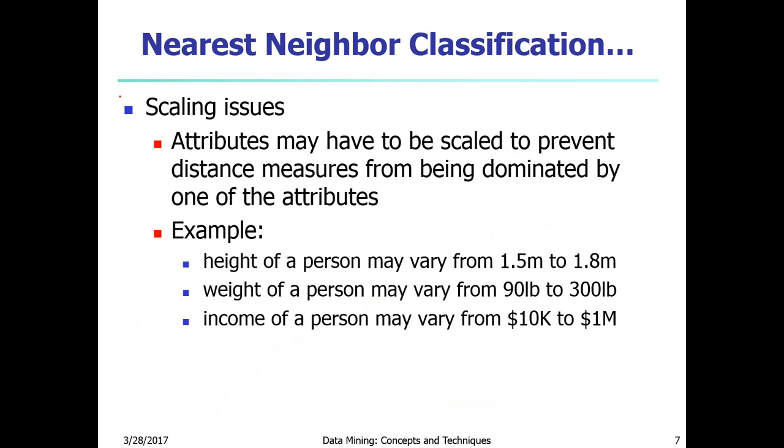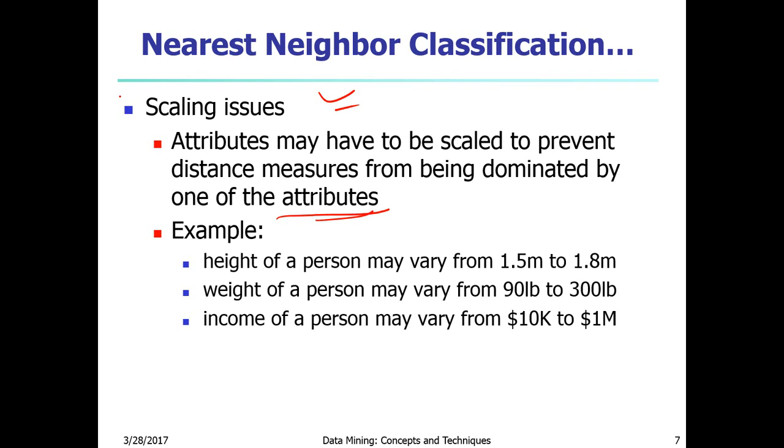One issue that you would be facing while building a KNN algorithm is the scaling issue, because you would be using different attributes, and attributes would be in different scales. Attributes may have to be scaled to prevent distance measures from being dominated by one of the attributes. If you take the nominal numbers without taking into consideration the different scales, you'll be in trouble.